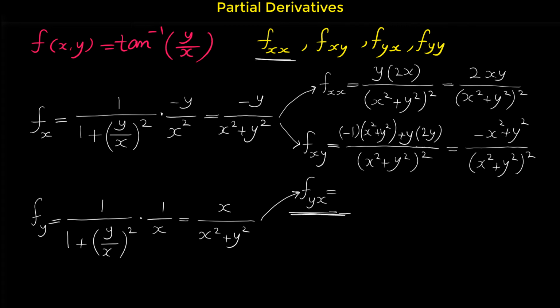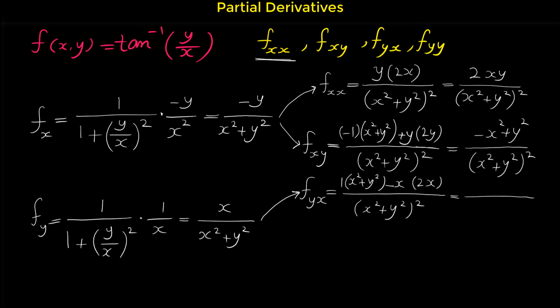For finding f sub yx, we have to take the derivative of f sub y, which is this expression, with respect to x. The derivative of the top with respect to x is 1 times denominator minus the top function, which is x, times the derivative of the bottom function with respect to x, which is 2x, because the derivative of x squared is 2x and the derivative of y squared with respect to x is 0. So the derivative of the bottom function is 2x, all over denominator squared.